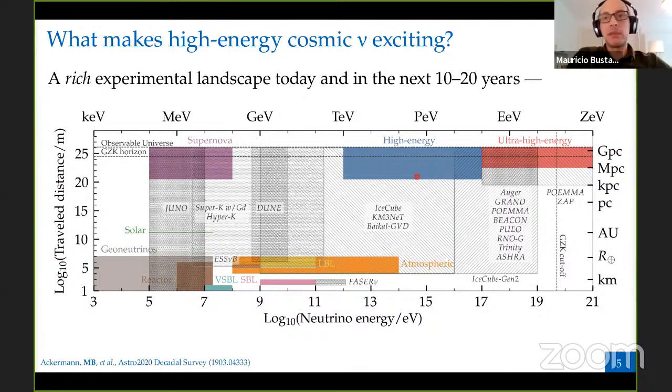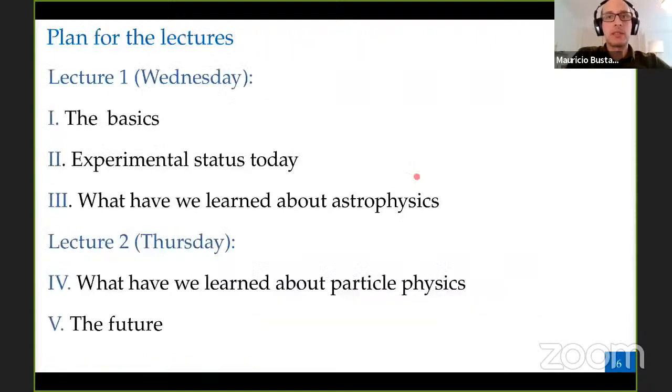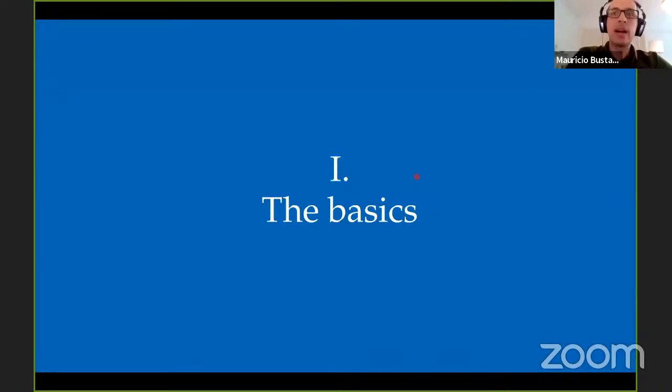So in these couple of lectures, what I'll try to do is, I'll divide it in two parts, and for today, I'm going to give you an overview of the basics of neutrinos. I'm going to skip a lot of details, as I said, and focus on what we need to know to understand high energy neutrinos. I'm going to show you what the experimental status is today of those and what we have learned about astrophysics, and we'll take over from there tomorrow. So let's start with the basics.